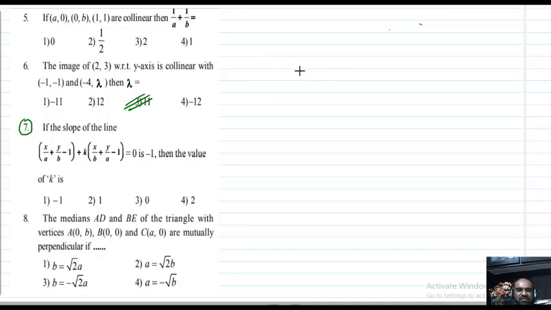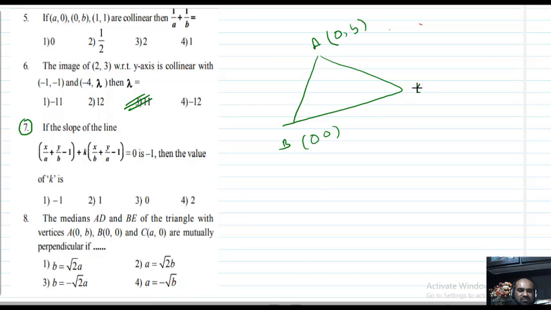Okay, 8th question, a triangle is given here. ABC is a triangle. A is 0 comma b, B is 0 comma 0, C is a comma 0. The medians AD and BE of the triangle are mutually perpendicular. This is one median, D is the midpoint of BC. BE is another median. What is the meaning of that? E is the midpoint of AC.